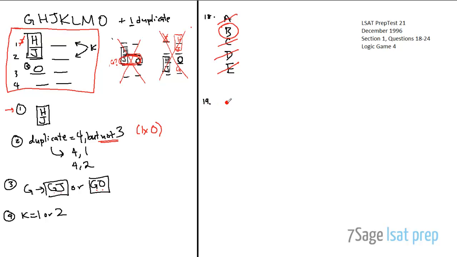Okay, how about question 19? Which of the following is a pair of products that cannot be advertised during the same week as each other? So here is where we start to make use of our information. We have rules for H, J, O, G, and K, which means that L and M are free to pretty much do whatever they want, right?